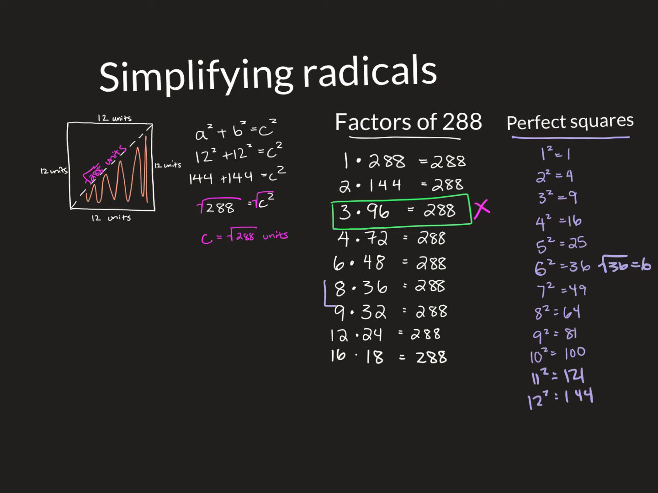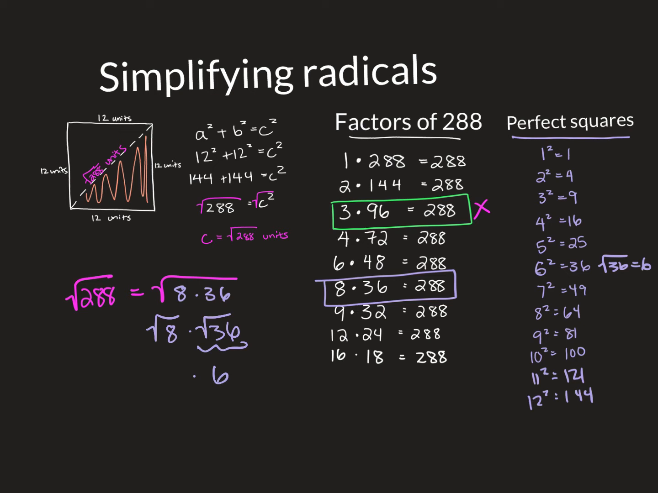So actually, if I were to use this one instead, and write that the square root of 288 is the same as the square root of 8 times 36, this time, if I break this up, I get the square root of 8 times the square root of 36. Well, the square root of 36 is 6, and then I can just multiply that by the square root of 8. And just because I can, a times b is the same as b times a, like 2 times 3, 3 times 2, so I rewrite this as 6 square root of 8. Okay, so this is a simpler version, or at least another version, of the square root of 288.